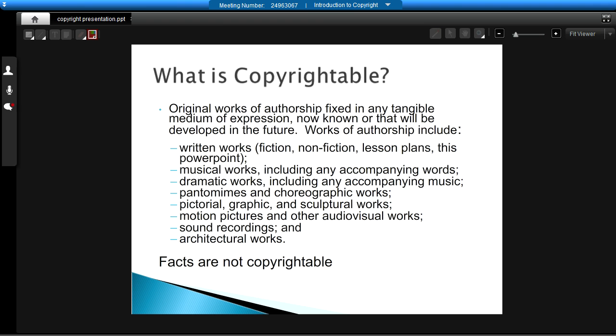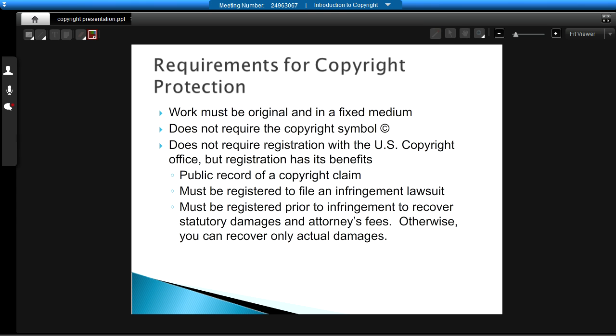So moving forward, what are the requirements for copyright protection? Often people think that you still have to use the copyright symbol. That, in fact, is no longer the case. As long as something is original and it appears you've put it in a fixed medium of some kind, it is automatically copyrighted.